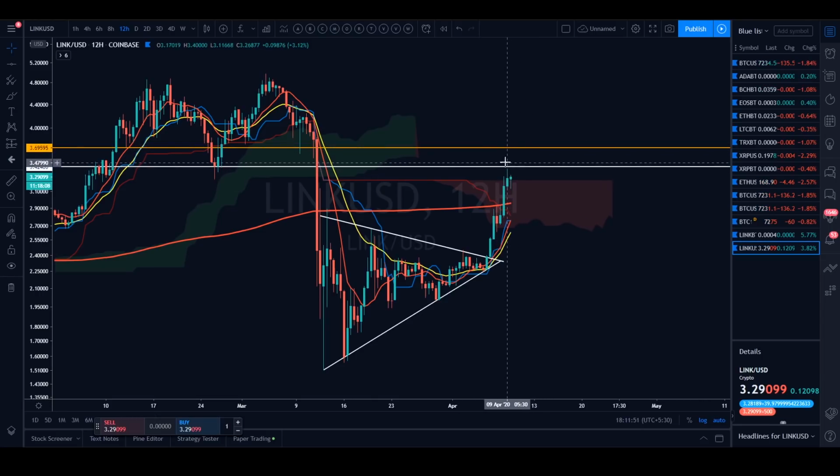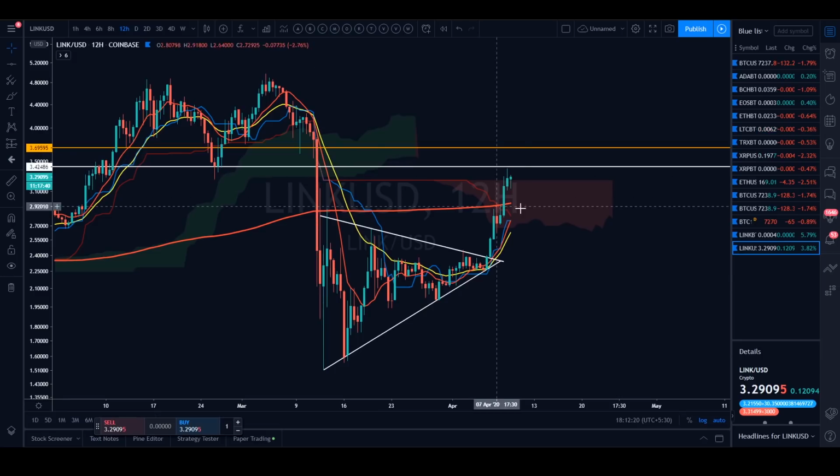But the first level I will be looking for Chainlink USD to take out, if I'm looking for a further push to the upside, is this region right here, $3.43. This is very important as it marks the breakout level of that M-like formation. That was the impetus of Chainlink getting all the way down to $1.52. That was that breakout zone.